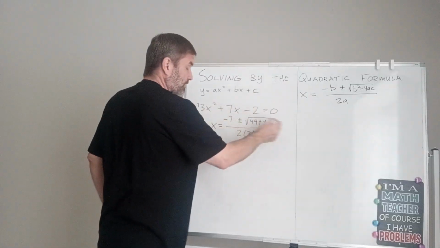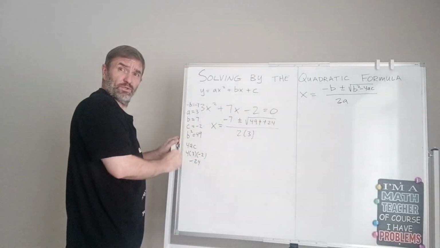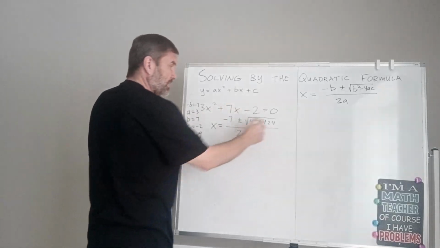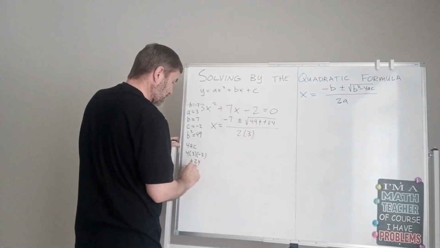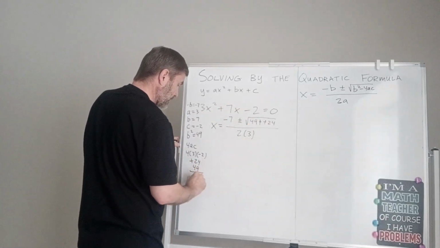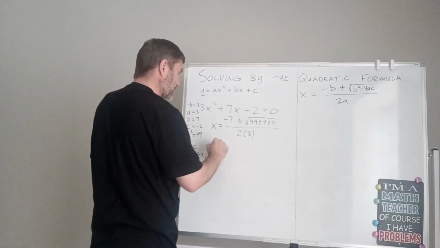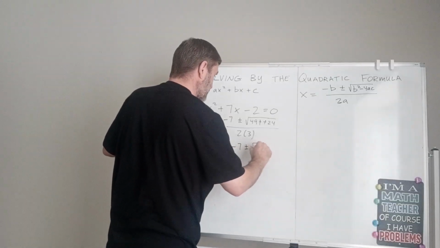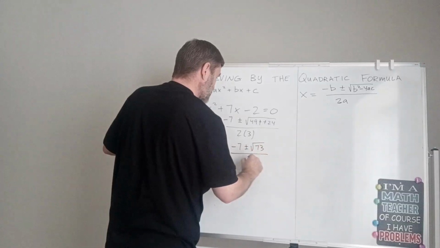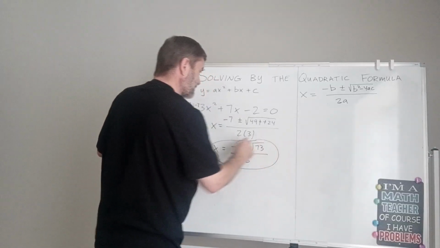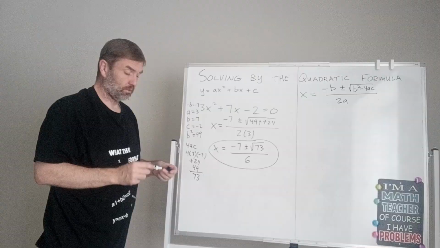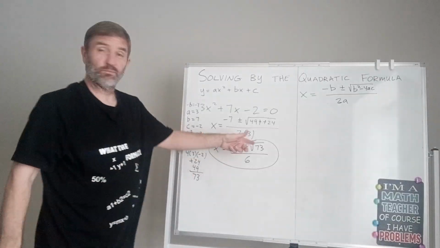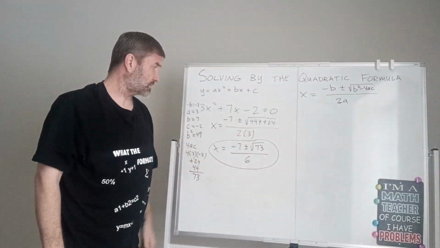You could do that over here too, but maybe this is easier for you because, like I said, there's a lot going on. Now 49 plus 24, if I change that to a plus and go 49 there, 13 carry the 1, there's my 73. X equals negative 7 plus or minus the square root of 73 over 2 times 3 is 6, and guess what? You're done. May look ugly. 73, prime number, no simplification necessary.